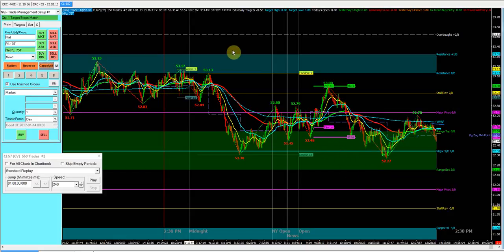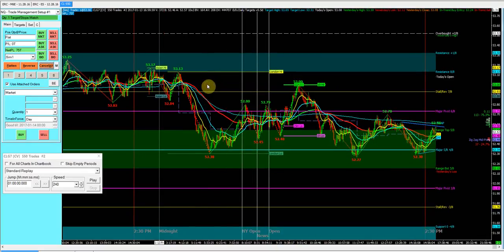Now, if this had been a weekday, I might have thought about waiting until it came back up in this area. They probably would have bought it up in this area, maybe all the way back up to overbought before they dumped it again. But there just wasn't enough volume in the market to really justify that. So there was what, 444,000 contracts, which I believe is a little bit low for crude.